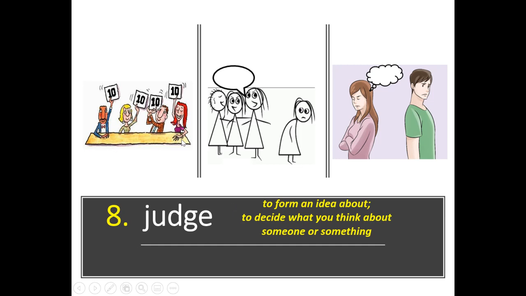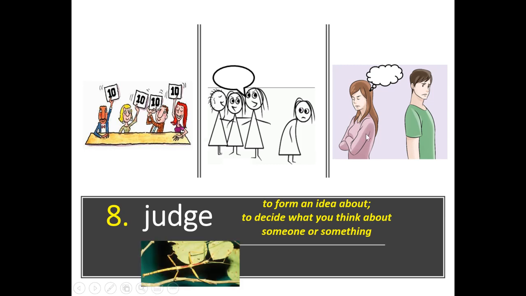So these 4 people were judging and giving the person a good score for the contest or competition. But it looks like these 3 girls are judging, and not in a nice way. This girl and this woman doesn't look like she's having good ideas, and looks kind of sad and is judging the boy. So to form an idea about, to decide what you think about someone. So a synonym could be decide or form an idea.